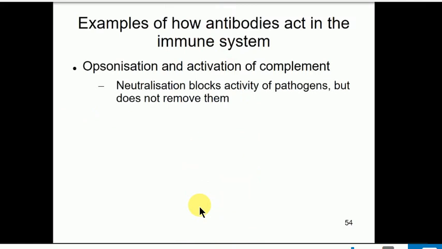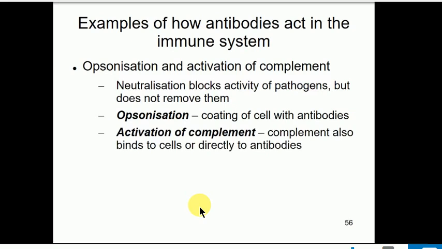Opsonization and activation of complement are different to this. So neutralization is the simplest way in which antibodies work, but they don't remove the offending item, if you like. Opsonization and activation do that. So they help the body to destroy the invading pathogen. Opsonization is essentially where the entire structure becomes coated with antibodies, and as we'll see, that then not only neutralizes it, but also makes it recognizable by some of the cells in the body.